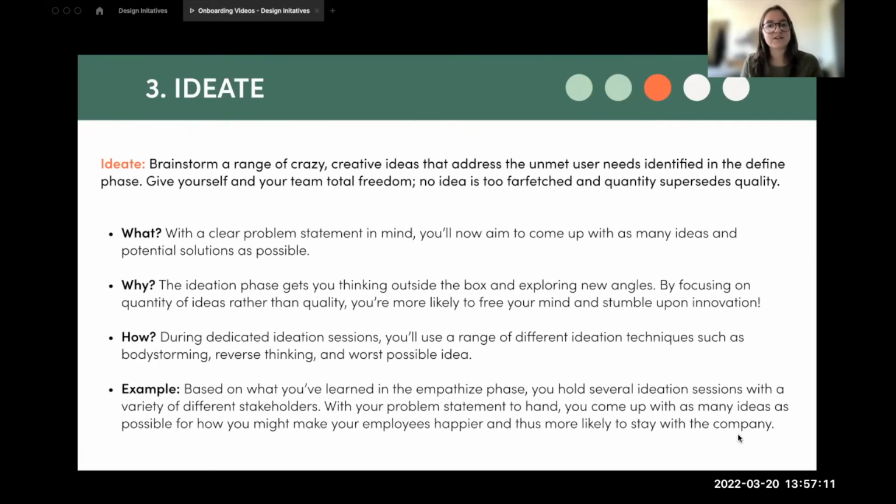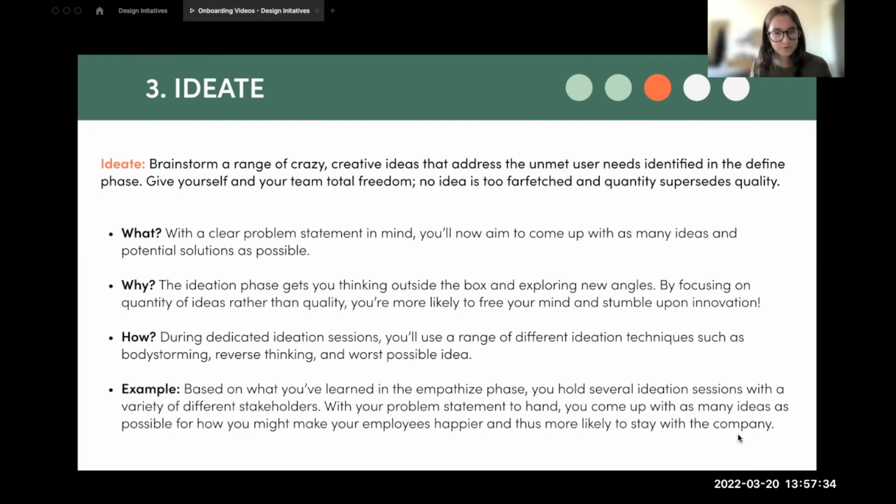Give yourself and your team total freedom. No idea is too far-fetched, and quantity supersedes quality. So with a clear problem statement in mind, you'll now aim to come up with as many ideas and potential solutions as possible. The purpose of the ideation phase is to get you thinking outside the box and exploring new angles.